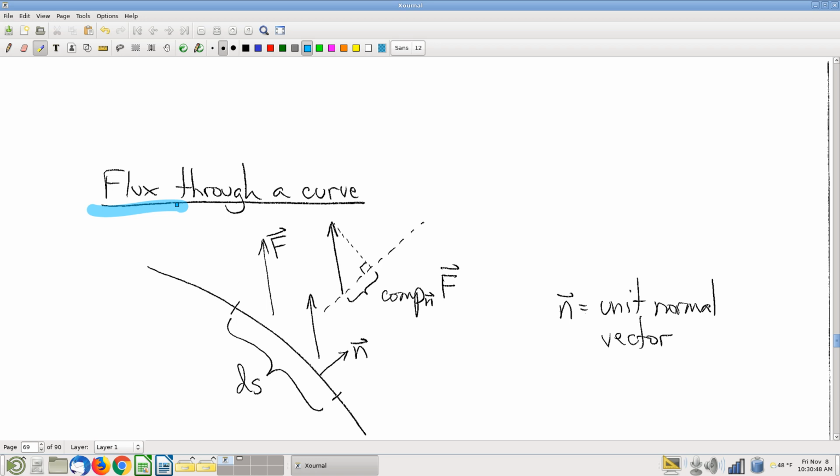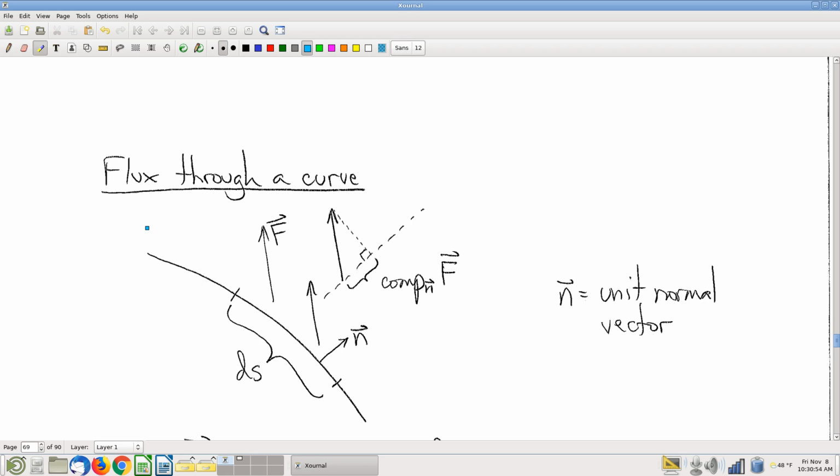Or I should say, I want to give you some sense for what flux represents physically. So the first example I'm going to show you is, suppose we have a curve. And we're going to look at a little piece of that curve. We're going to focus our attention just on that little piece. And maybe this is a property line or like a fence or a border of some sort.